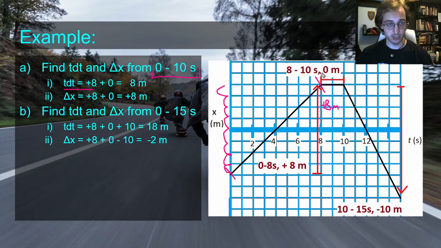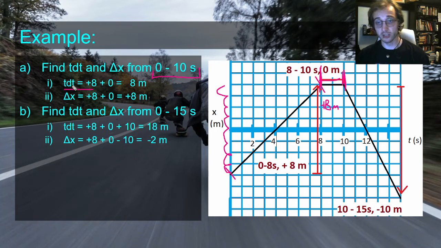For this section, from 8 seconds to 10 seconds, we haven't moved at all. We started out at plus 4, we ended up at plus 4. As an aside, there is another way you can do displacement, and I'll do that at the end, that sometimes is a lot easier.